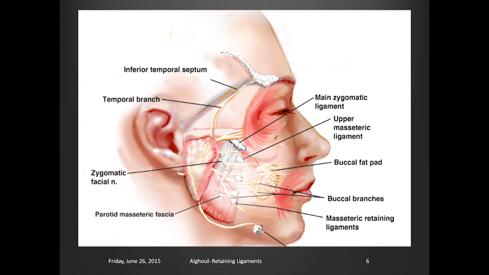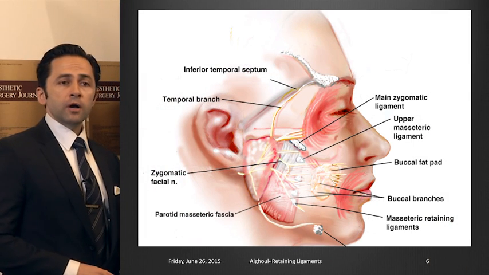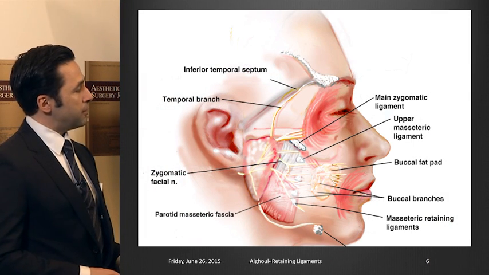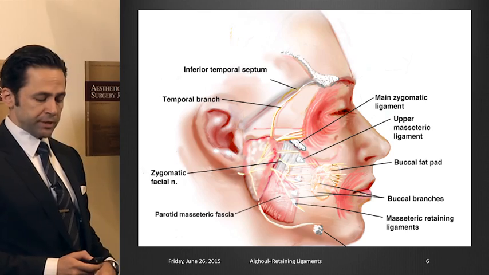The buccal branches, on the other hand, have a very close relationship with the masseteric retaining ligaments. And the masseteric retaining ligaments are located at the transition point where the nerve pierces the parotid masseteric fascia and becomes more superficial, more prone to injury. Finally, the marginal mandibular nerve has a very close relationship with the mandibular retaining ligament.